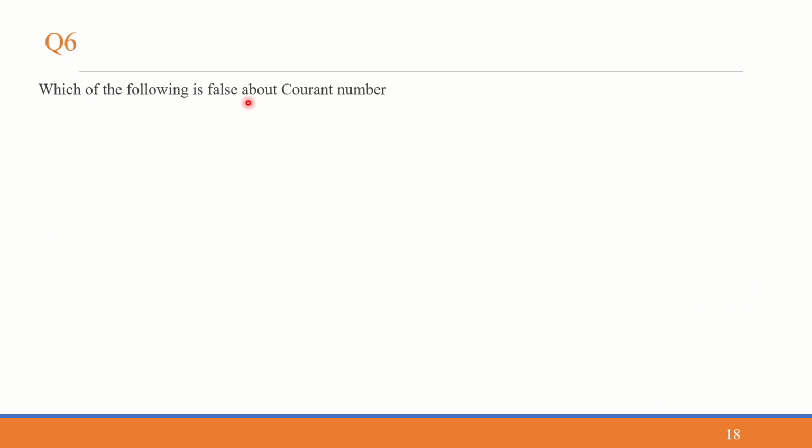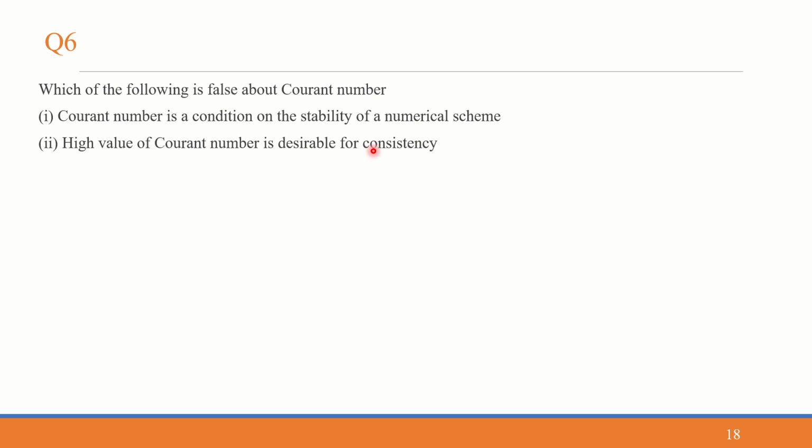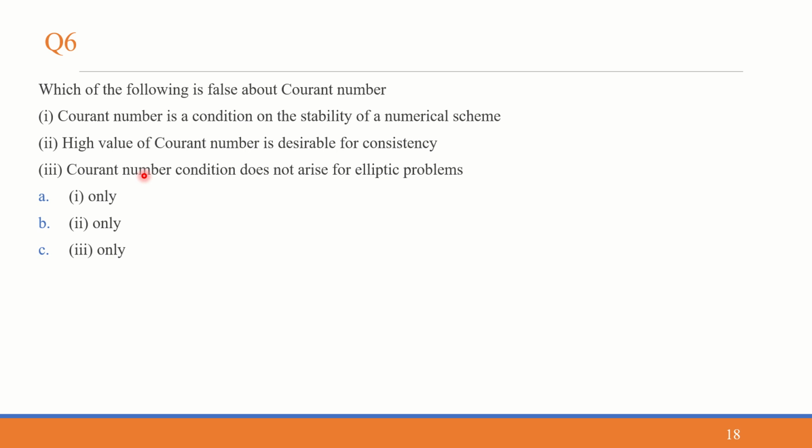Which of the following is false about the Courant number? The statements are: Courant number is a condition on the stability of a numerical scheme. High value of Courant number is desirable for consistency. Third, Courant number condition does not arise for elliptic problems. So these are the 3 statements given and we need to identify which of them is false. Options are option A 1 only, option B 2 only, option C 3 only, option D 1 and 3. So just think about it, we will answer it shortly.